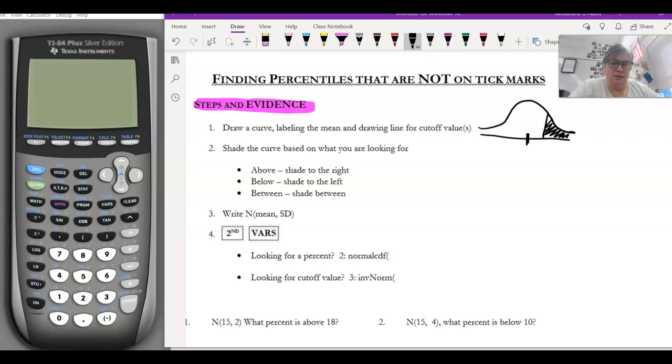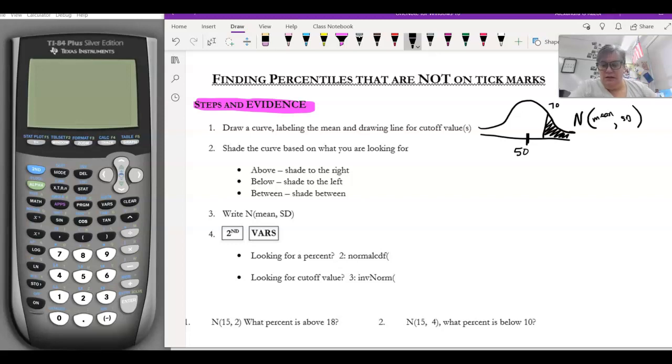Okay. The other thing that you want to do is say N, because it's following the normal model, you're going to put your mean right here and the standard deviation right here. If you have those two pieces, you have enough evidence that you understand the problem and you will get full credit. So again, you're going to shade it above or below, and sometimes there's going to be shading in between. And you're going to write what the N is, mean and standard deviation. And then a lot of times I'm going to put, let's say the mean was 50, but this cutoff score was 70. So I'm going to put those numbers also. So right here, this is enough evidence.